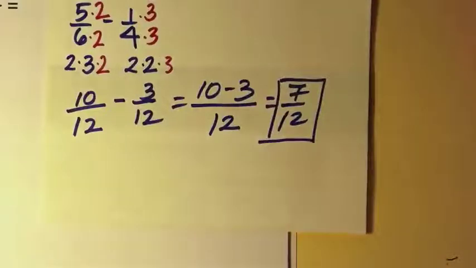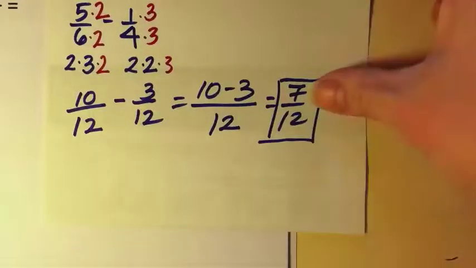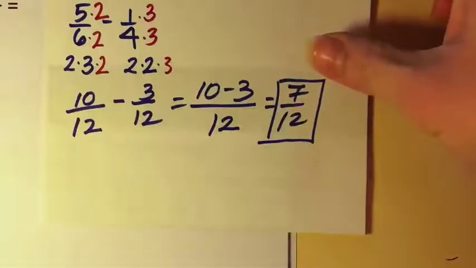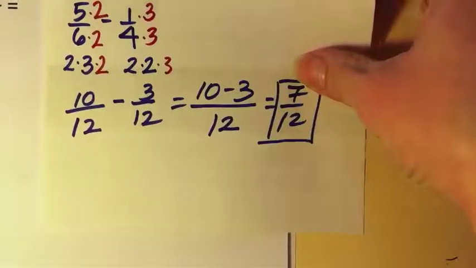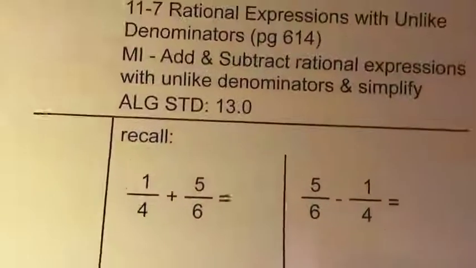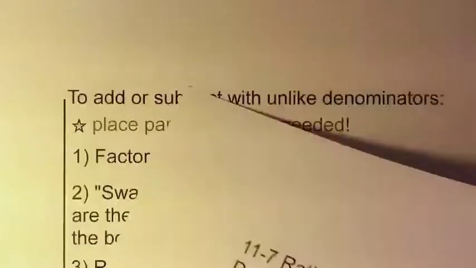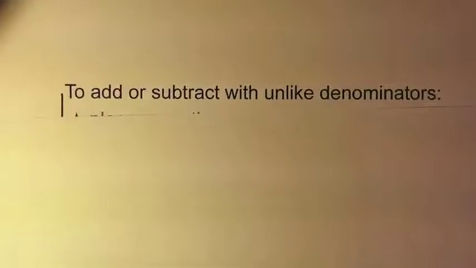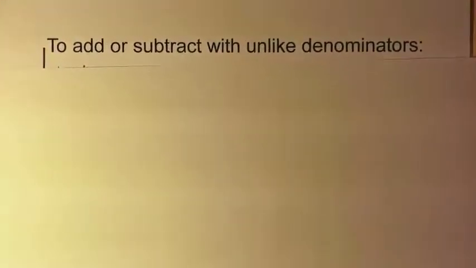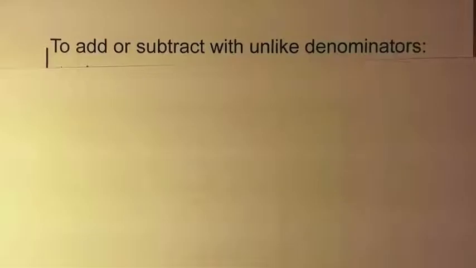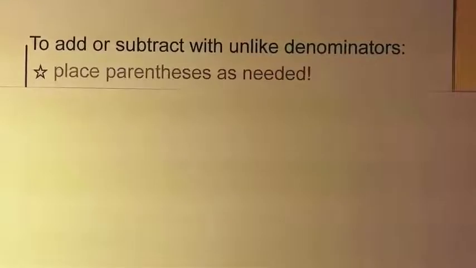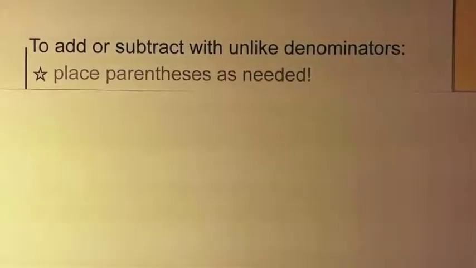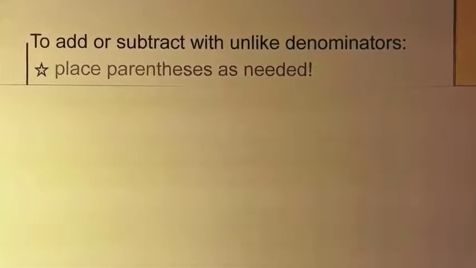Okay? So knowing that we've done this before, the difference today is that we're going to do this with polynomials, monomials, binomials, trinomials, and such. Okay? So moving on, let's go ahead and open up the steps here. To add or subtract with unlike denominators, the first thing we're going to have to do is make common denominators. And to do that, the first thing we need to do is place our parentheses as needed because you will see many binomials. So you want to make sure to put your parentheses as you need to.